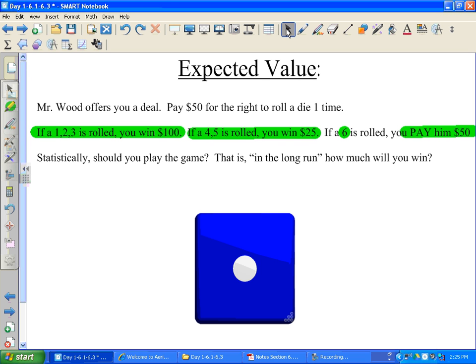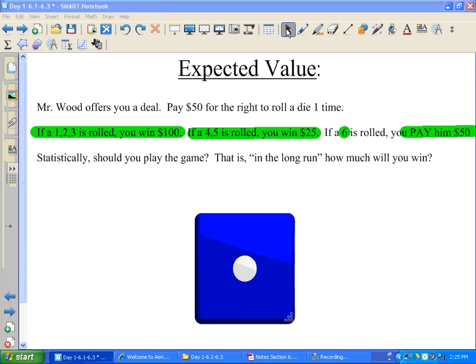I've got a chance to win some money, but I also have a chance to lose some money. In fact, right here, you're paying me $50. Right here, what's actually happening? You're still losing $25, right? You paid me $50. You're only going to get $25 back.